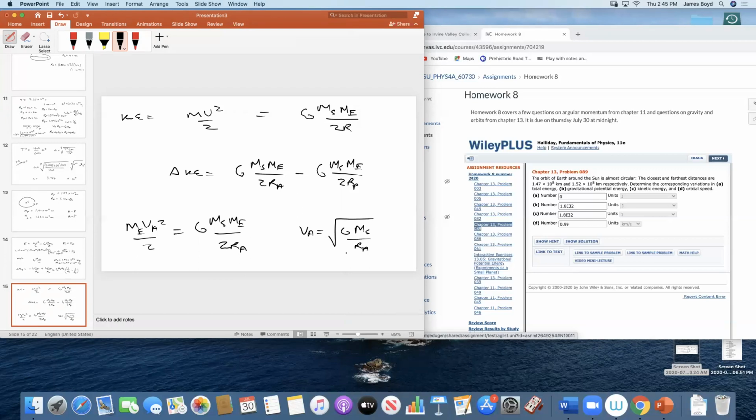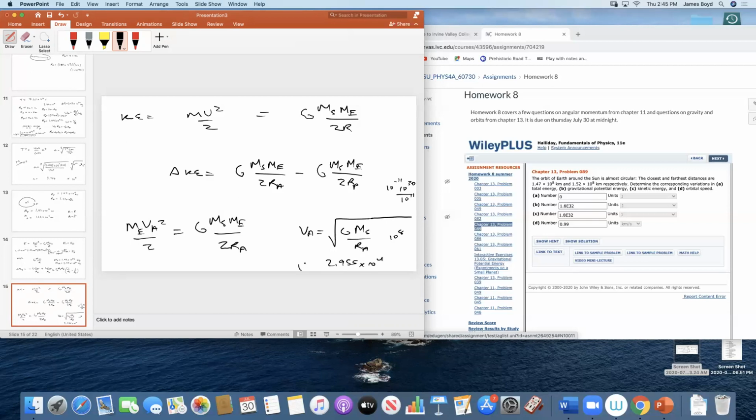6.67 for G times 1.99 for the sun. This is going to be 10 to the minus 11, 10 to the 30th, so 10 to the 19, but it's over 10 to the 11th. So this is 10 to the 19th times 10 to the minus 11. All these numbers are going to end up being 10 to the 8th, so we're going to get something times 10 to the 4th when we take the square root. And I'm going to divide by 1.52. Taking the square root of this answer, I get 2.955 times 10 to the 4th.